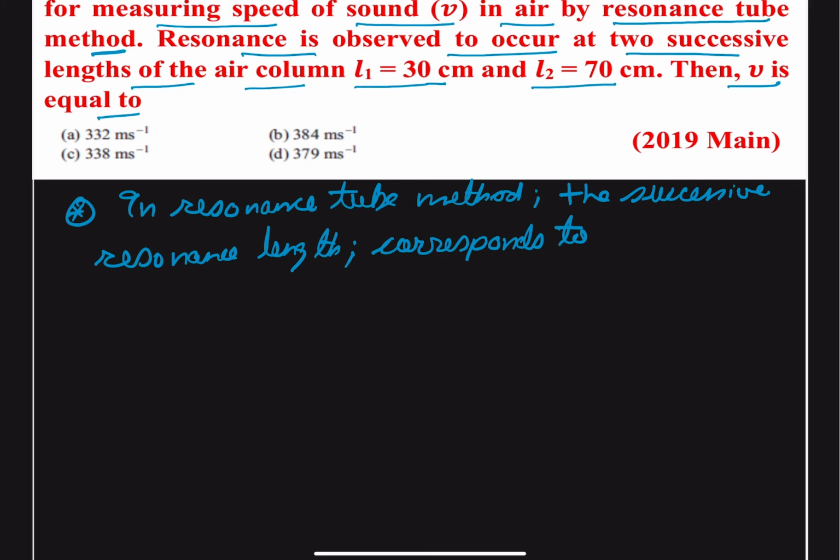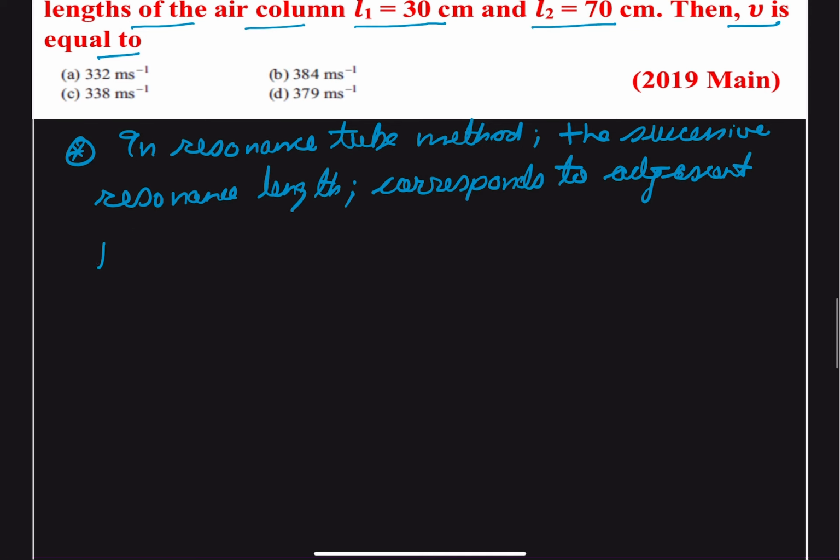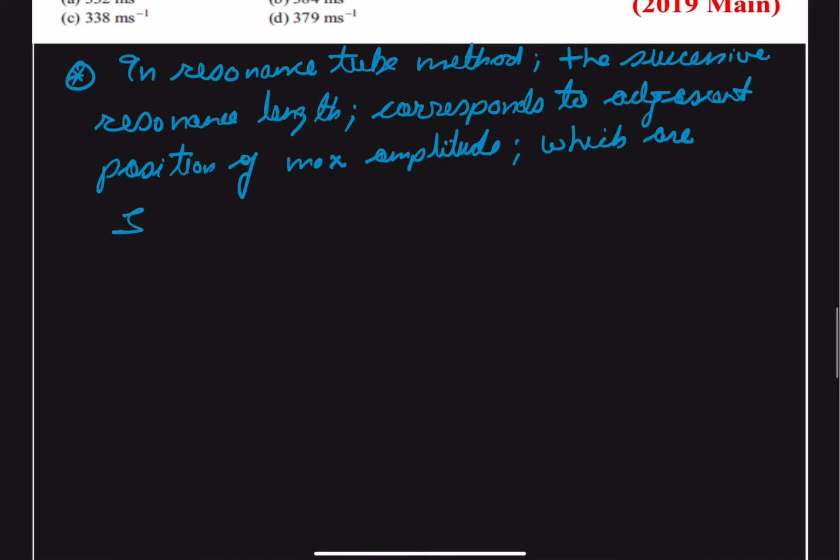Adjacent position of maximum amplitude. And these adjacent maximum amplitude are separated by half the wavelength of the sound waves.